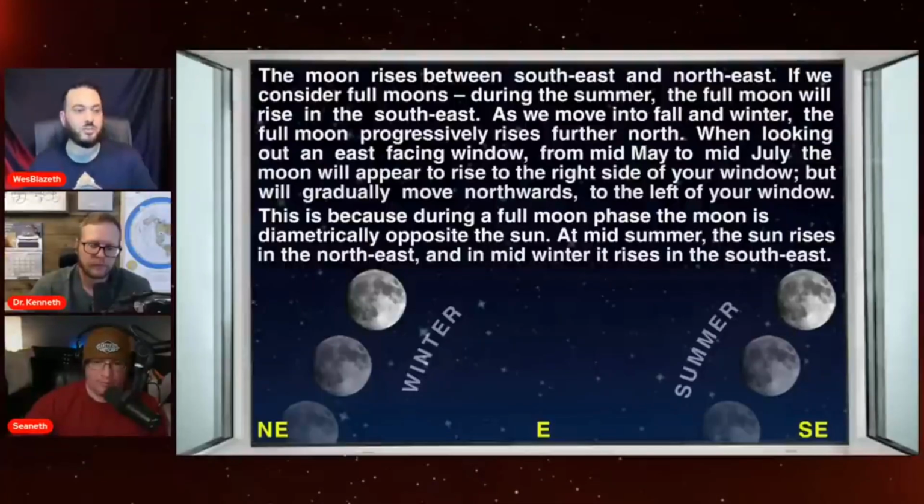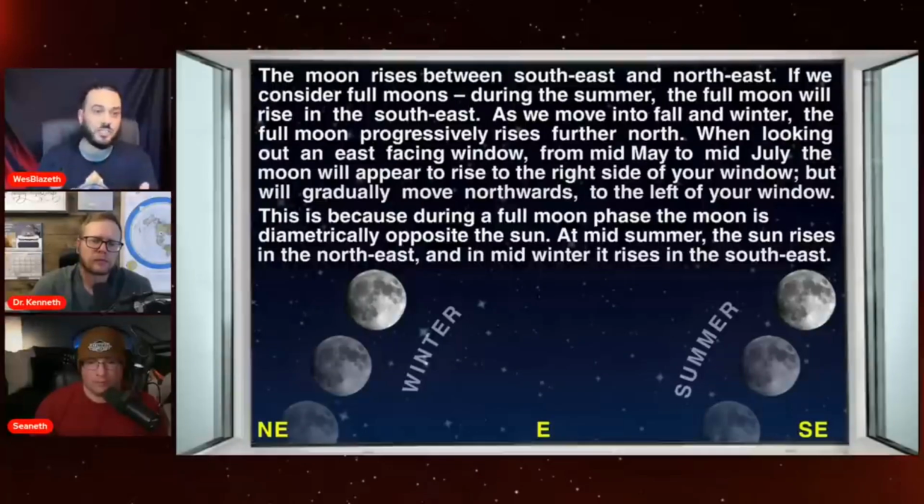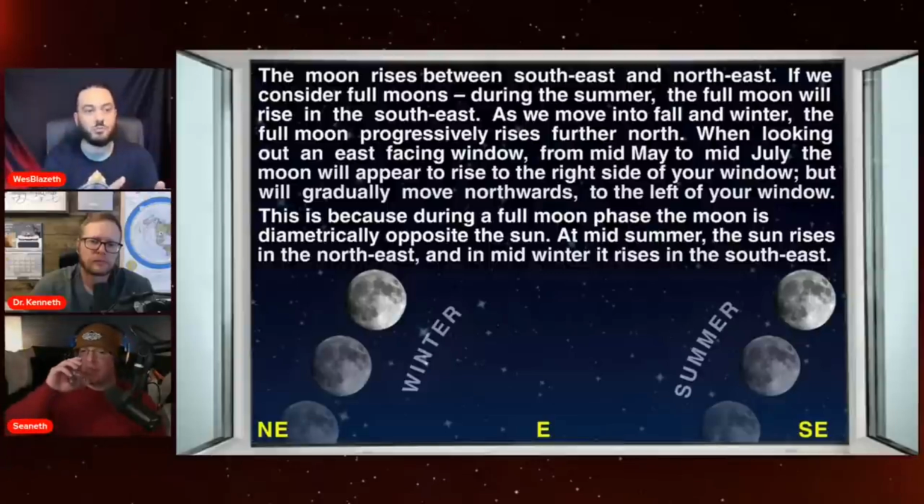And there's one more very cool one, talking about just how you can observe the moon. It rises between southeast and northeast. If we consider the full moon specifically, during the summer, the full moon will rise in the southeast. As we move into fall and winter, the full moon progressively rises further north. When looking out an east-facing window, like I have here, from mid May to mid July, summer, the moon will appear to rise to the right side of your window, but will gradually move northwards to the left of your window.